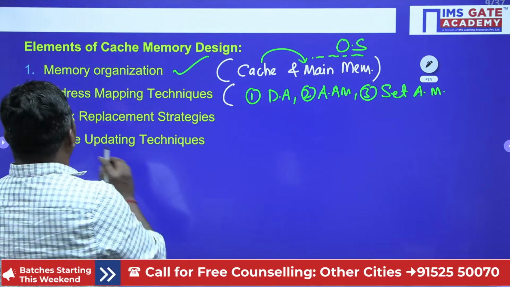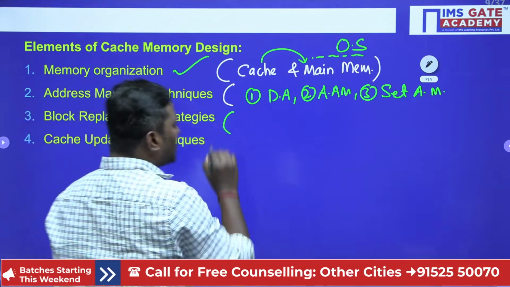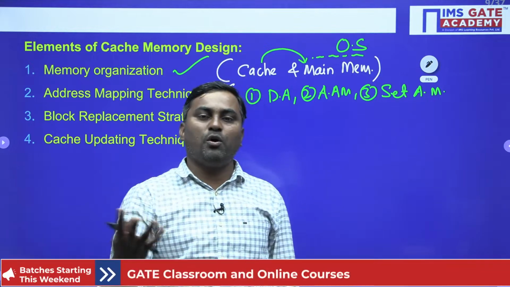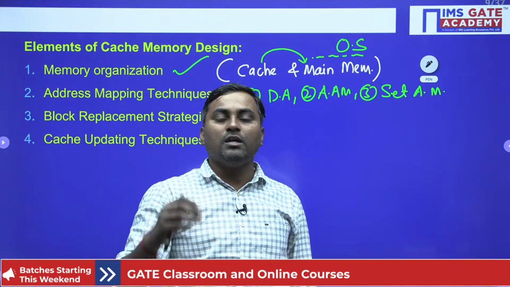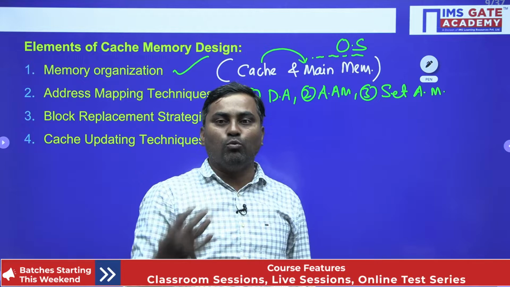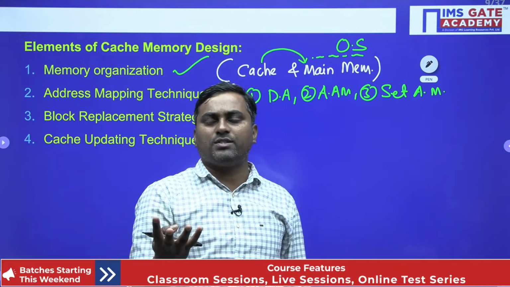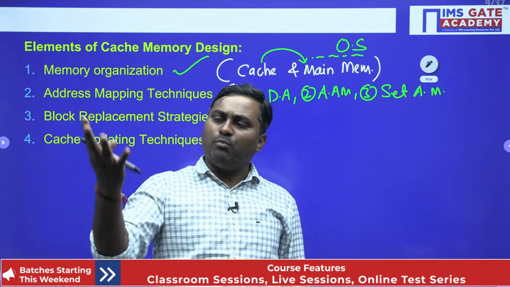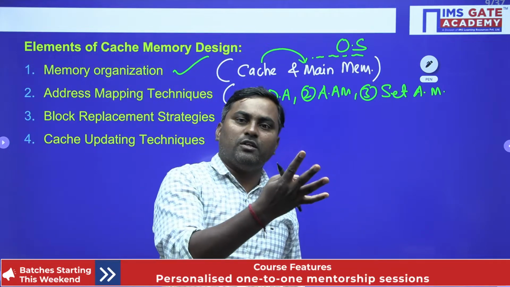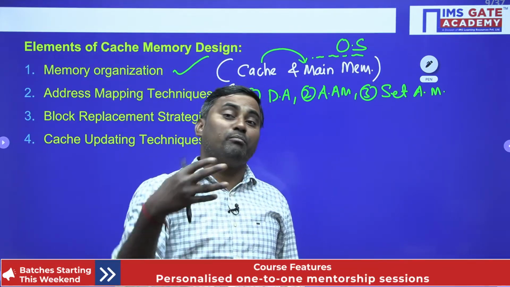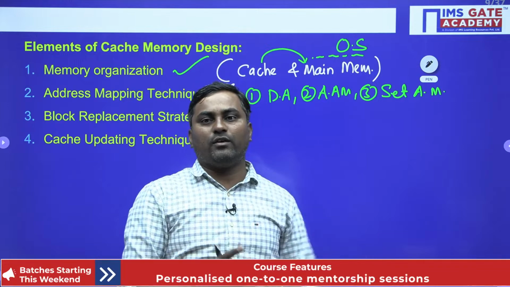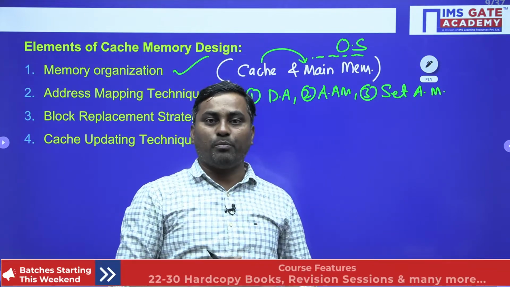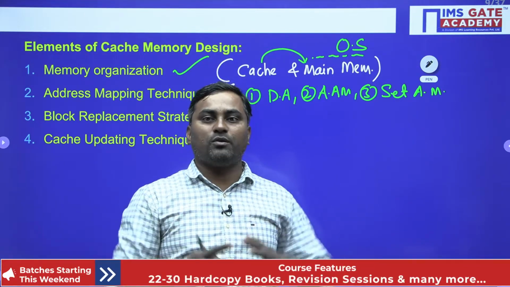Fine. So the block replacement strategy. The aim of discussing this block replacement strategy is to reduce the number of misses. When you are mapping the blocks of main memory into cache memory, the number of misses needs to be reduced. It is like the page replacement algorithm you might have studied from an operating system point of view.